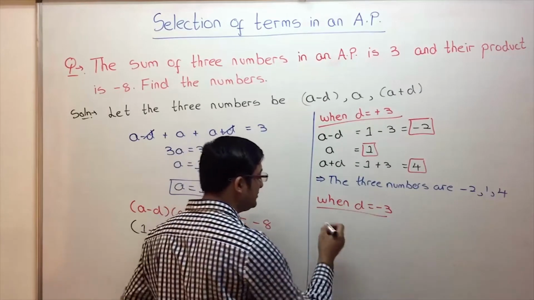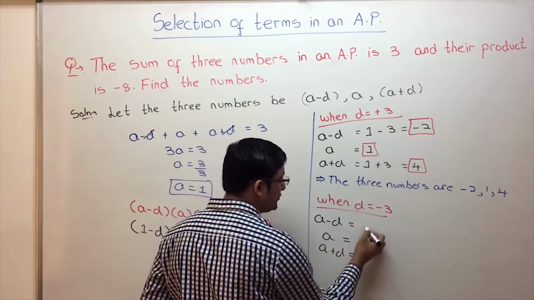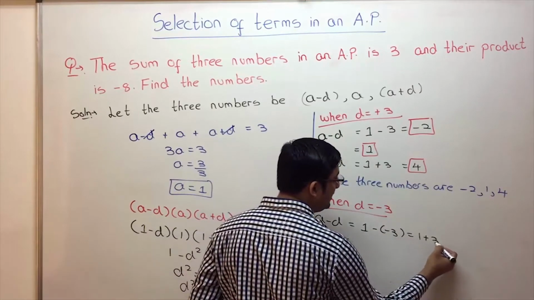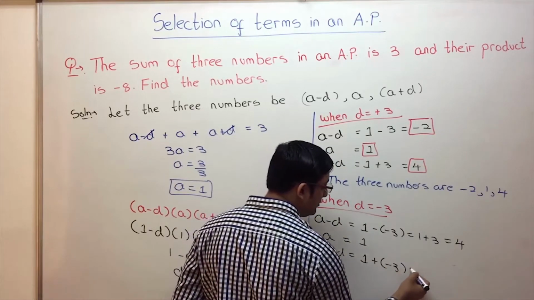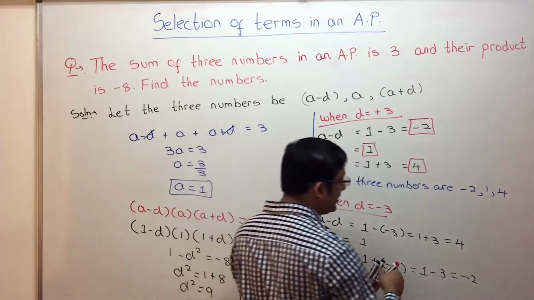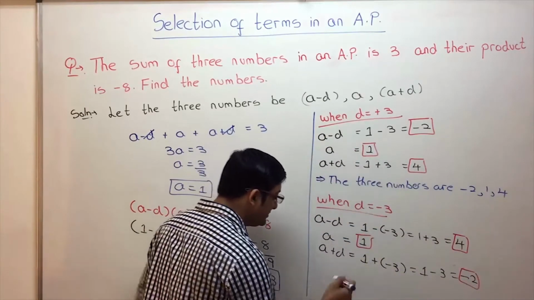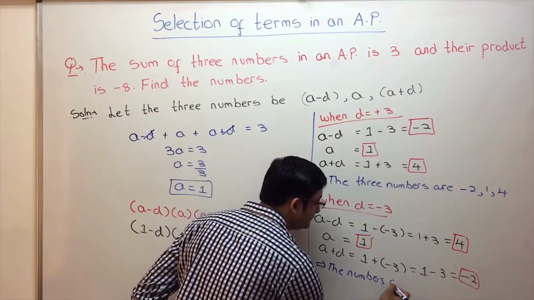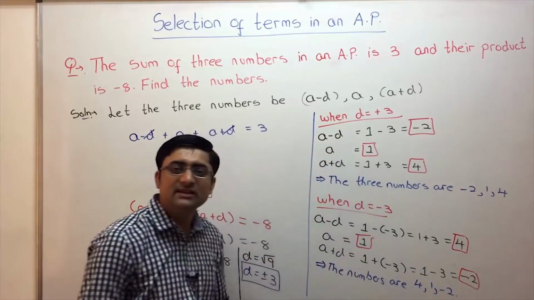Then what are the three numbers? A minus D, A and A plus D. So A is 1, minus D, D is now -3, so we have 1 minus of minus 3, that is 4. A is 1. A plus D, 1 plus -3, 1 minus 3, that is -2. So now we get the three numbers as 4, 1 and -2. This implies the three numbers are 4, 1 and -2.